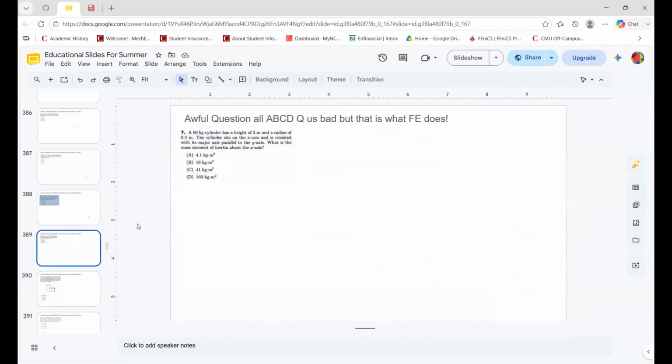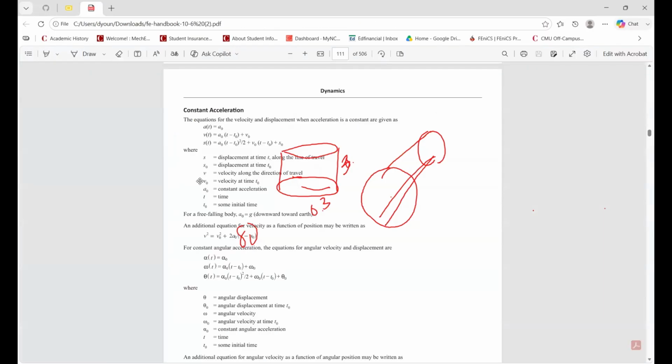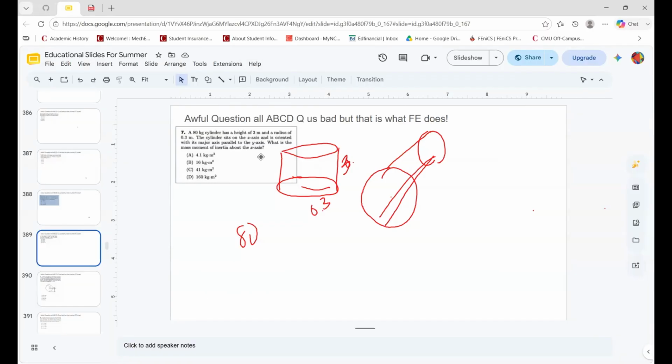A cylinder with a height of 3 and a radius of 0.3, 80 kilograms. The cylinder is sitting with its major axis parallel to the y-axis. So I'm assuming it means this, major axis, probably the big one. What is the moment of inertia? Oh, yeah, this is just copy and paste. And you ask oriented to the x-axis.